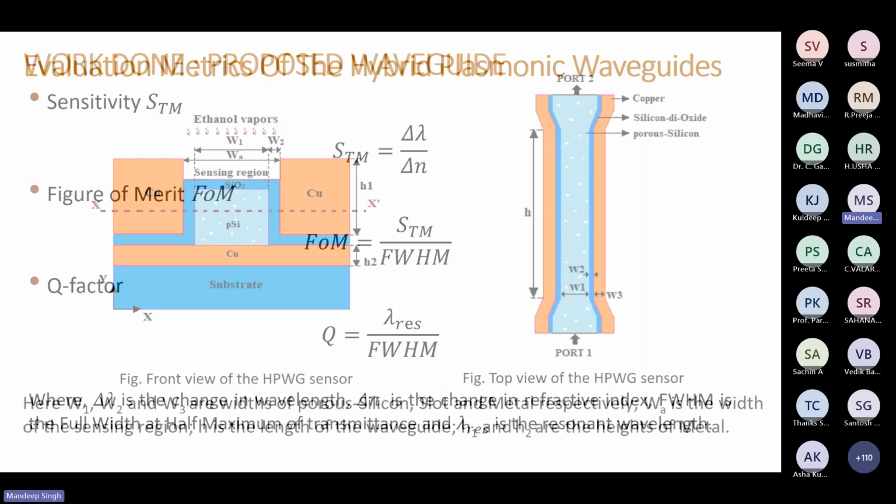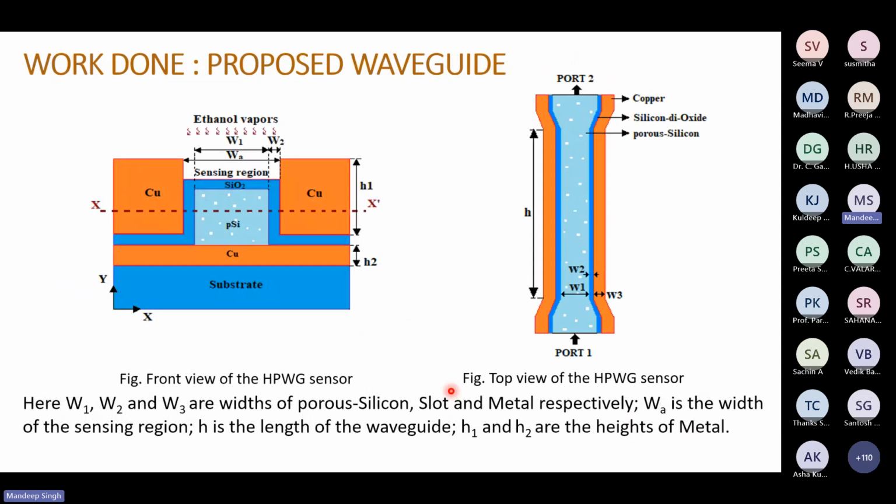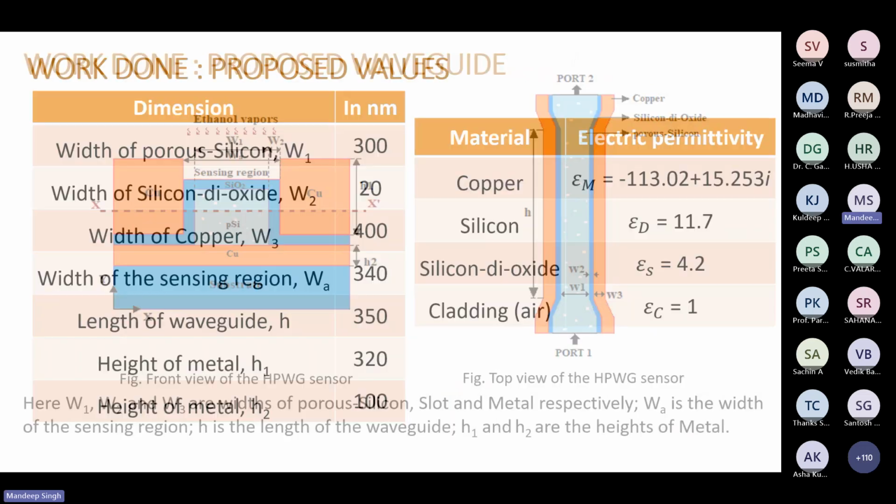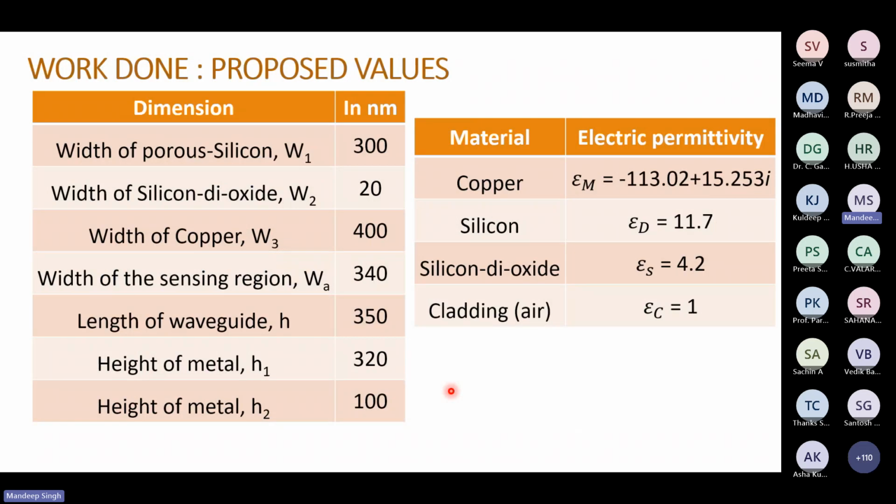Okay, so this is the structure that we have simulated. So now I will show you the results. These are the rough dimensions and the materials that we have put in the simulator. Okay, so you can see the width we have fixed to 300 nanometer, and then the rest are the other parameters for the copper sensing aperture. All such we have reported in the research paper.